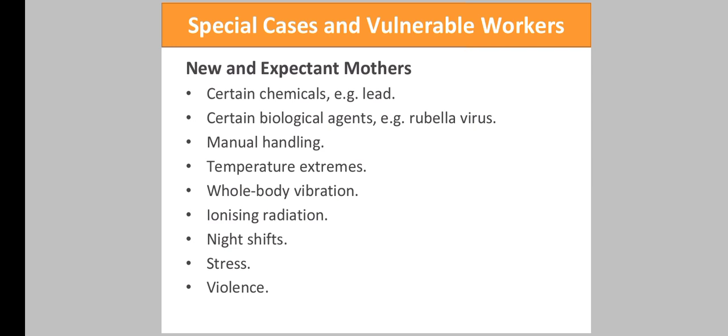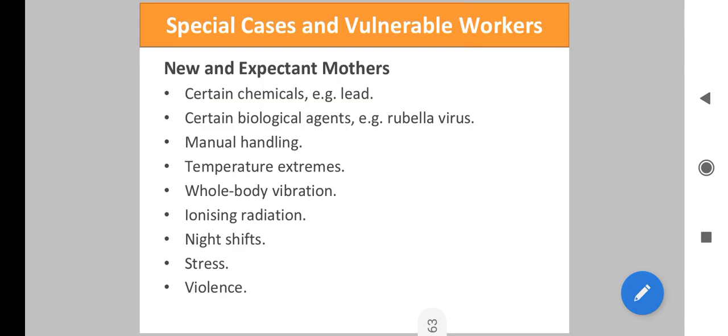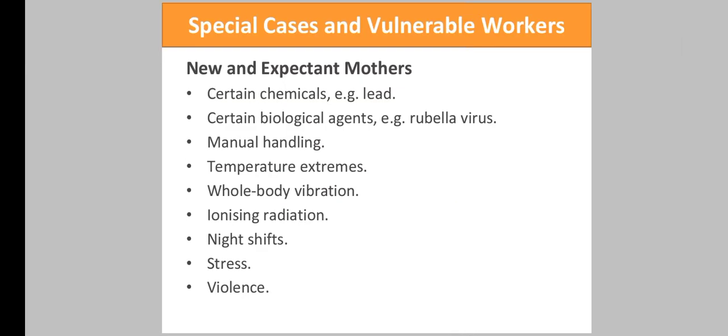Ionizing radiation: if any ionizing radiation is present in our project or workplace, we need to protect these workers from it. No night shifts for these people, because they are very near to the danger, the risk and stress. We need to create a stress-free environment for them, and we also need to avoid violence or fighting with these people.